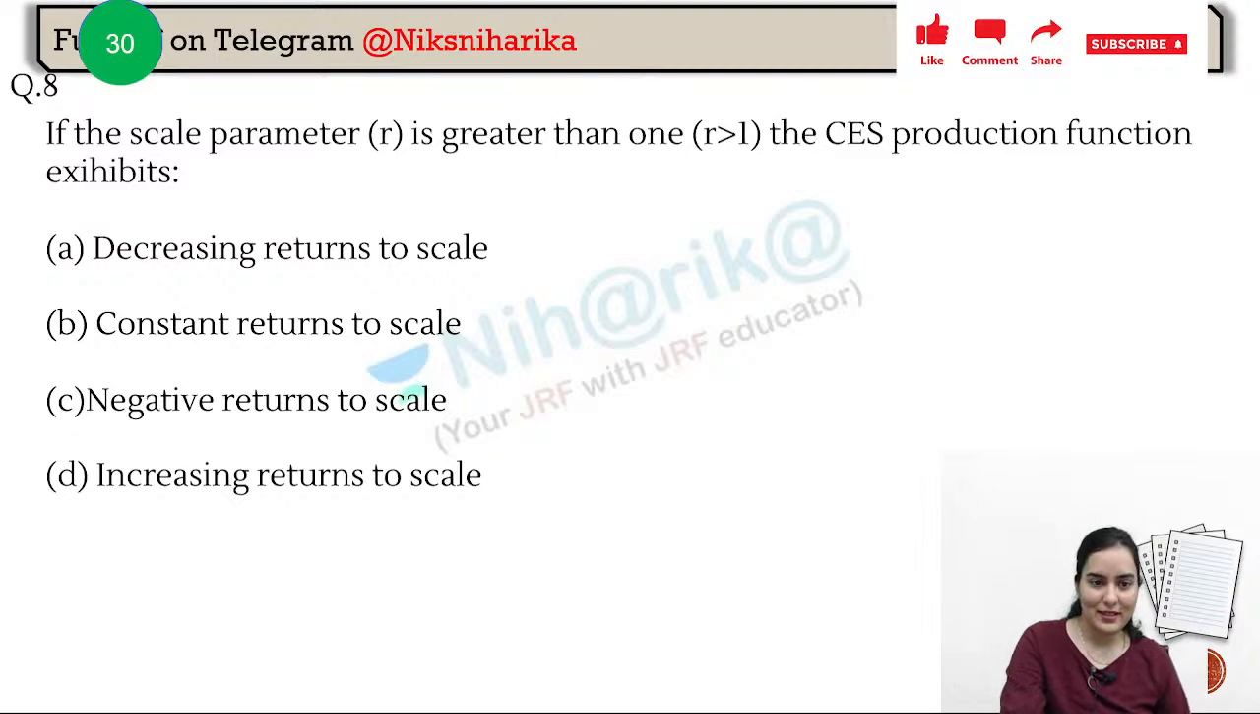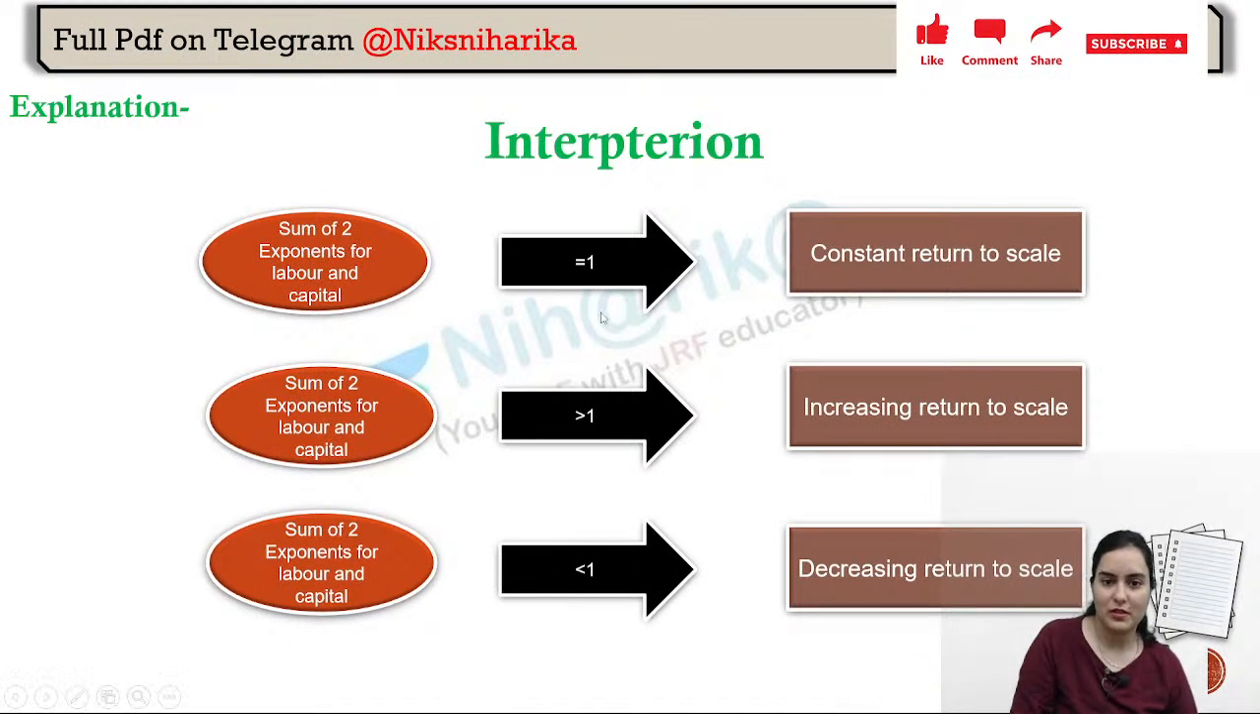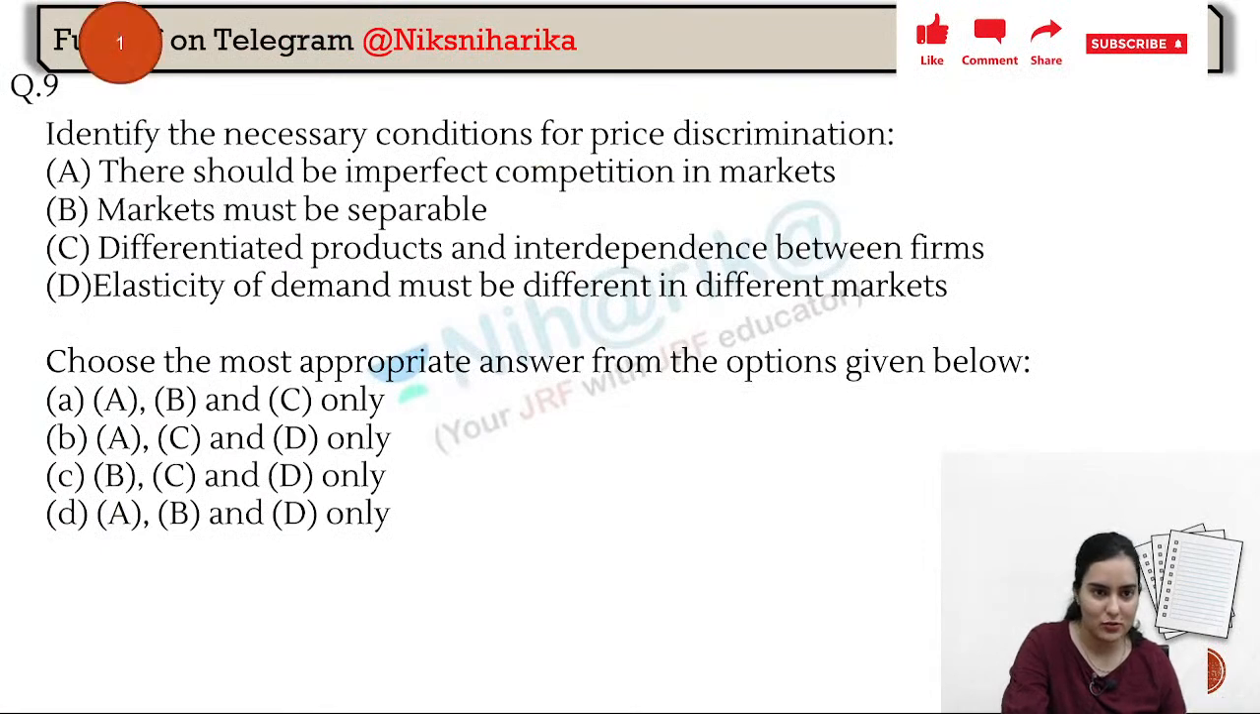See, if R is greater than 1, then it has increasing returns to scale, isn't it? We have done this kind of chart where, if the sum of the two exponents of labor and capital is equal to 1, then we have constant returns to scale. If it is greater than 1, then we have increasing returns to scale. And if it is less than 1, then we have decreasing returns to scale. Very direct question from the Unacademy Plus notes.